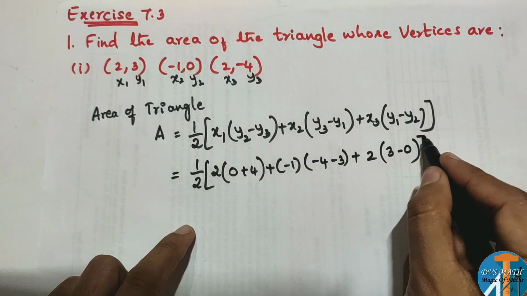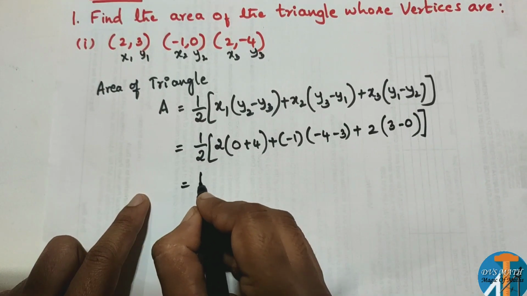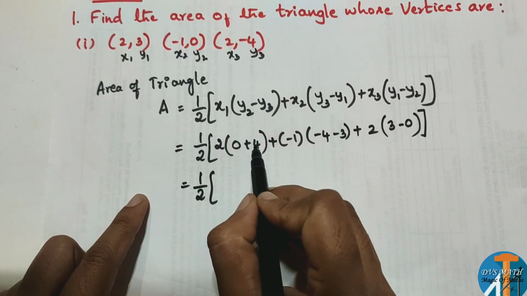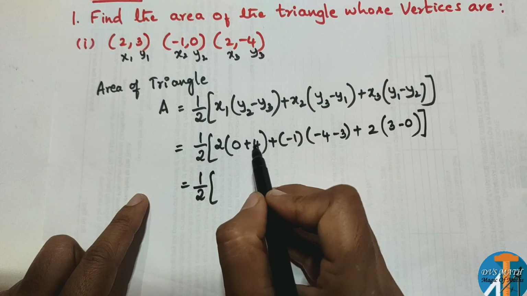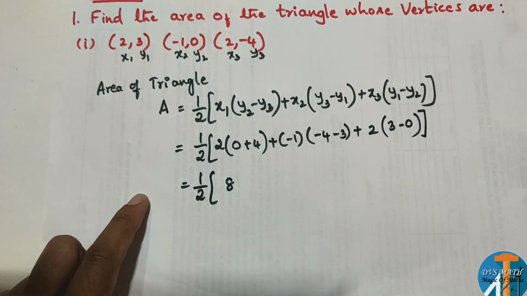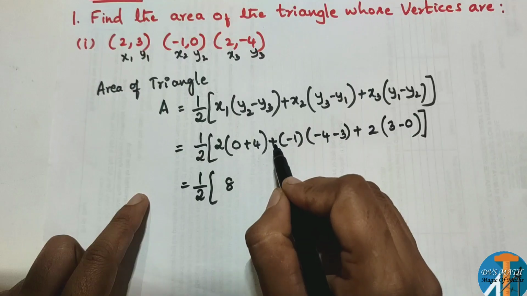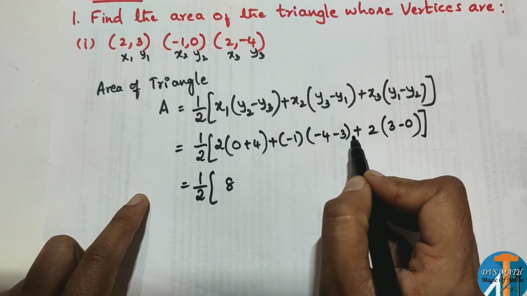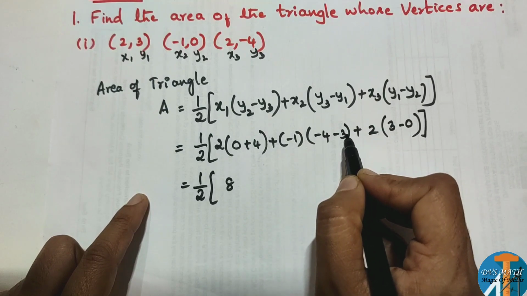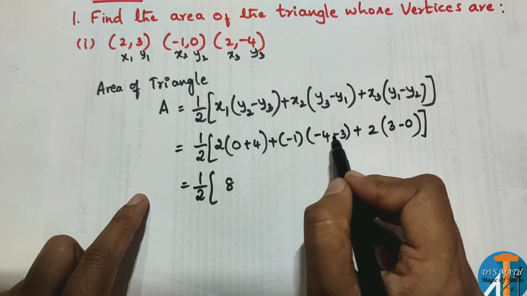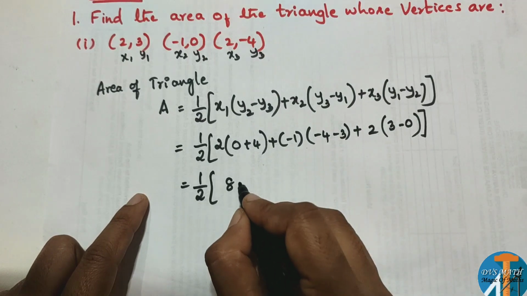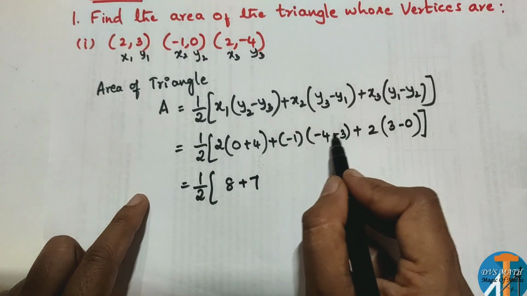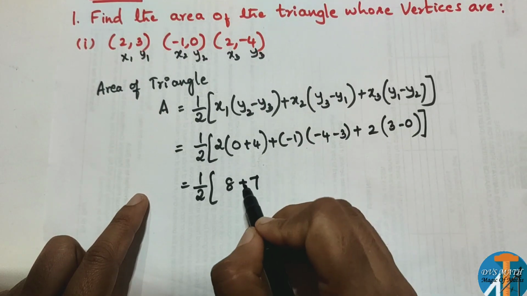Now let us simplify this. Half will be as it is. Observe here: 0 plus 4 is 4. 4 2s are 8. Next, observe here: plus into minus, minus 1. Minus 4 minus 3 is minus 7. Minus into minus is plus. So plus 7, because minus 7 into minus 1 is plus 7.